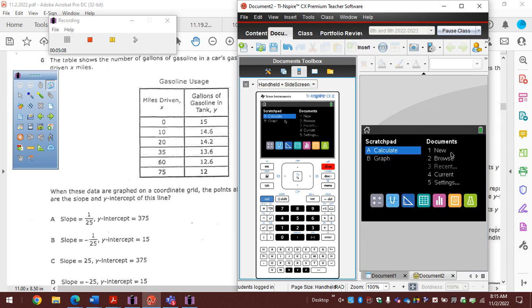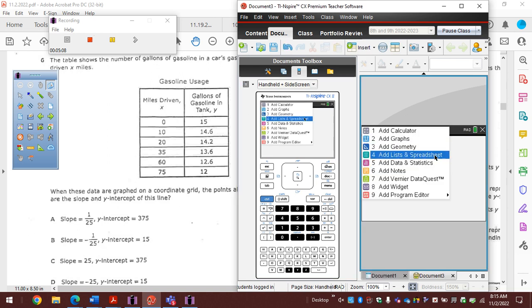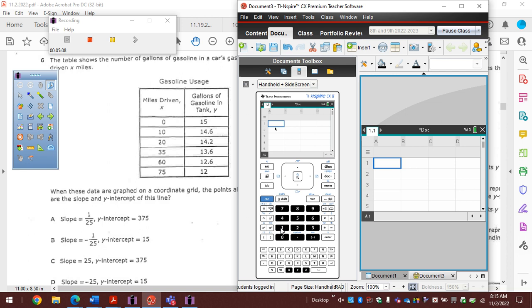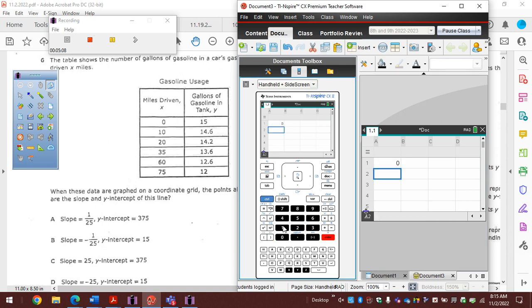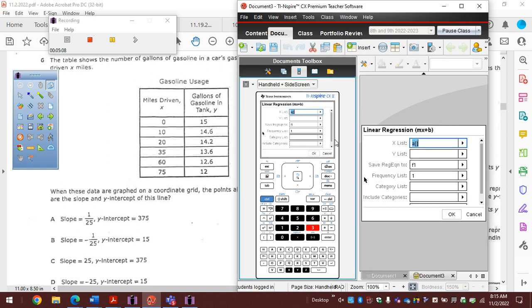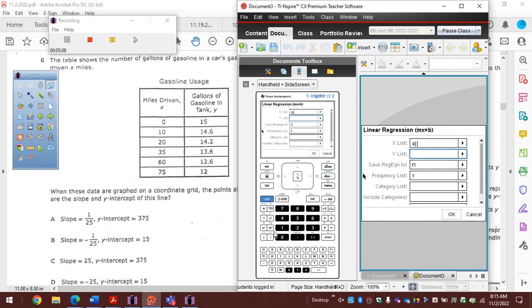Hopefully you can see. I go to New Document, no, I want to go to Lists & Spreadsheets, and I'm going to put the numbers in there. I'll put the x values, 0 and then 10, and over here the y values, 15 and then 14.6. Enter, then come back here, Menu 4, 1, 3. This one, you want B, and then Ctrl and the left-hand side.